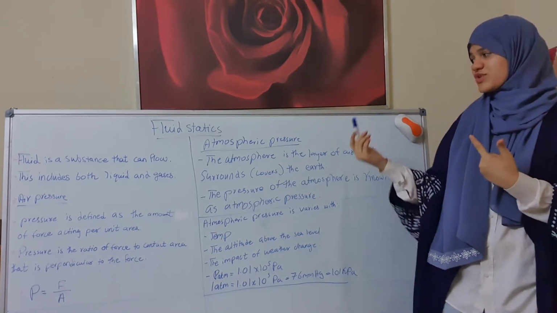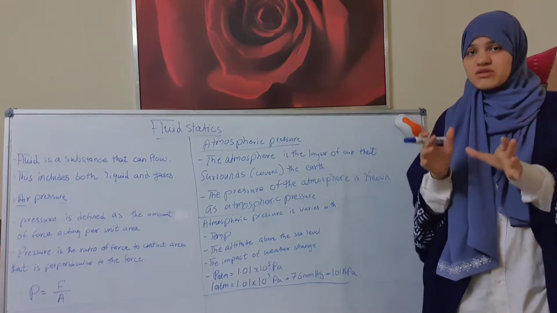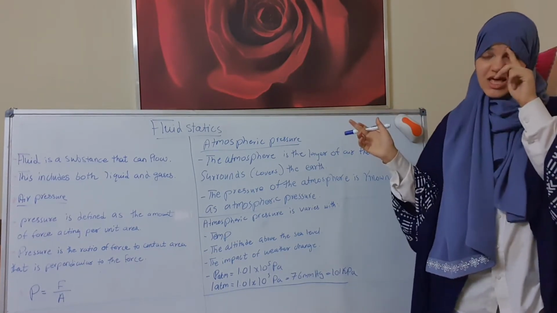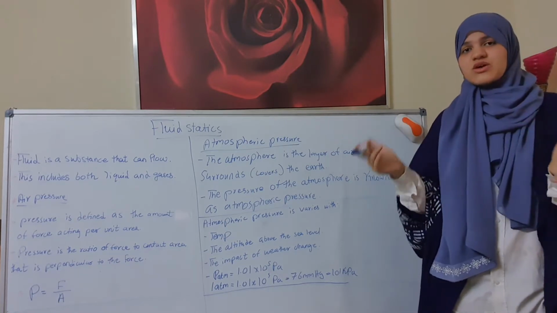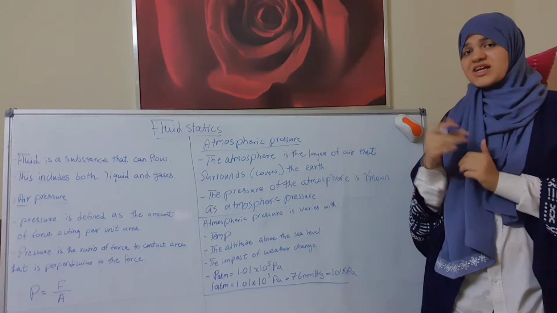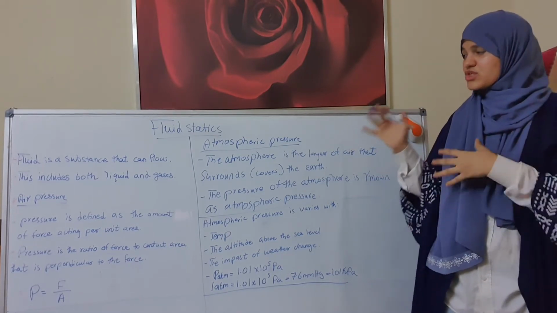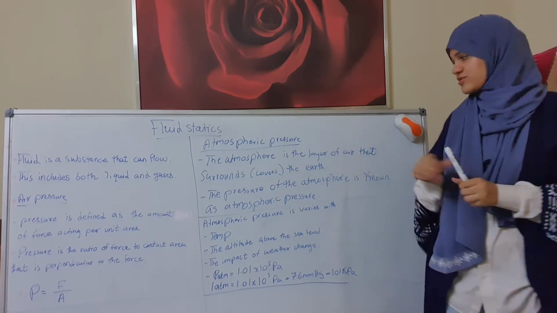There is also an instrument that we can measure atmospheric pressure with, the barometer. The barometer is the instrument to measure atmospheric pressure, and there are different types of barometers, for example the mercury barometer and the aneroid barometer. There are also some uses of air pressure. Let's see together.